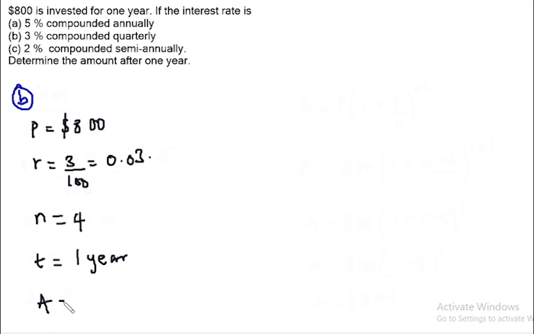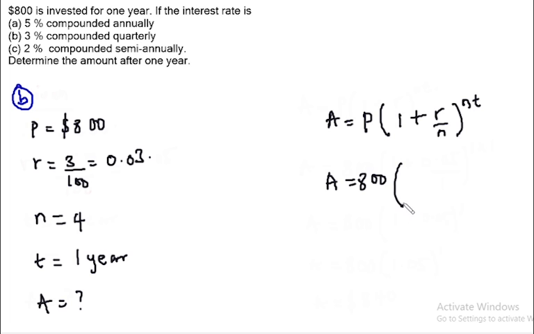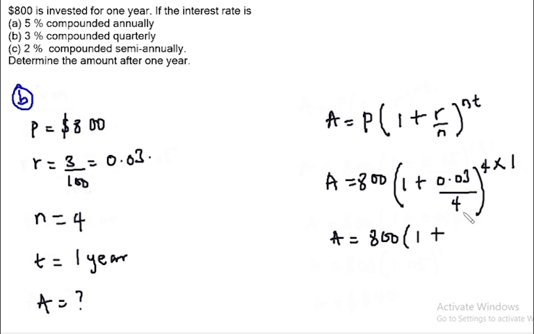And the amount is what we are looking for. So the amount is given us, like we did before, P open bracket 1 plus R over N close bracket to the power of NT. A, if we substitute our values from here onto here, is equal to 800 open bracket 1 plus R is 0.03 over 4. This is 4 times 1. A is equal to 800 open bracket 1 plus 0.03 divided by 4 is equal to 0.0075. 4 times 1 is 4.